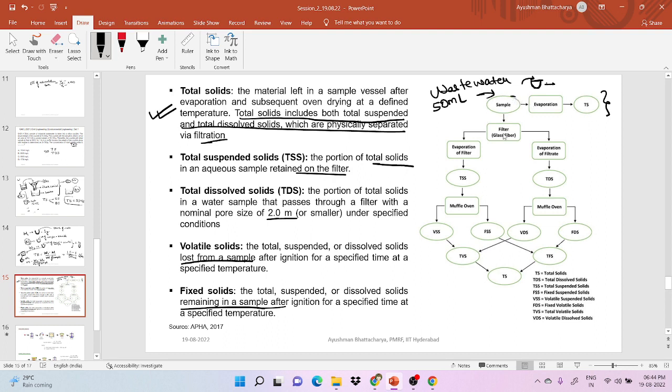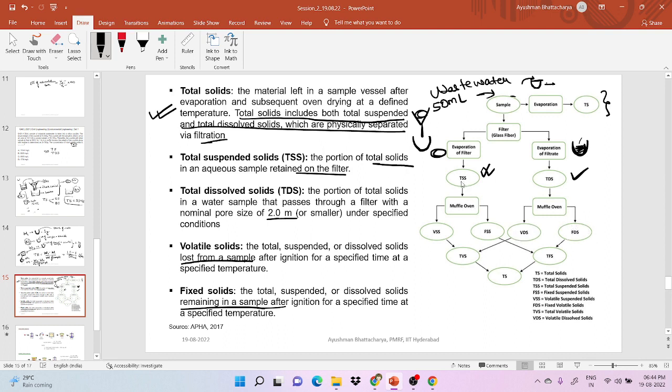If you filter that sample and keep that filter paper in the hot air oven, you will get total suspended solids. From that setup, this was the filter. Here evaporation, if you keep this filtrate sample, then you will get total dissolved solids. If you keep the total dissolved solid sample in the muffle oven, what gets volatilized, you will get as volatile dissolved solids, and the remainder as fixed dissolved solids.